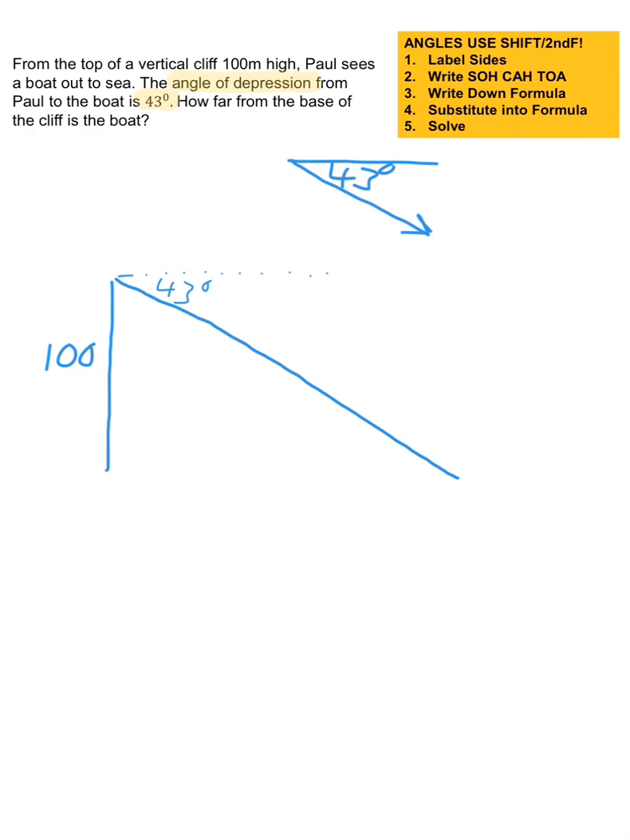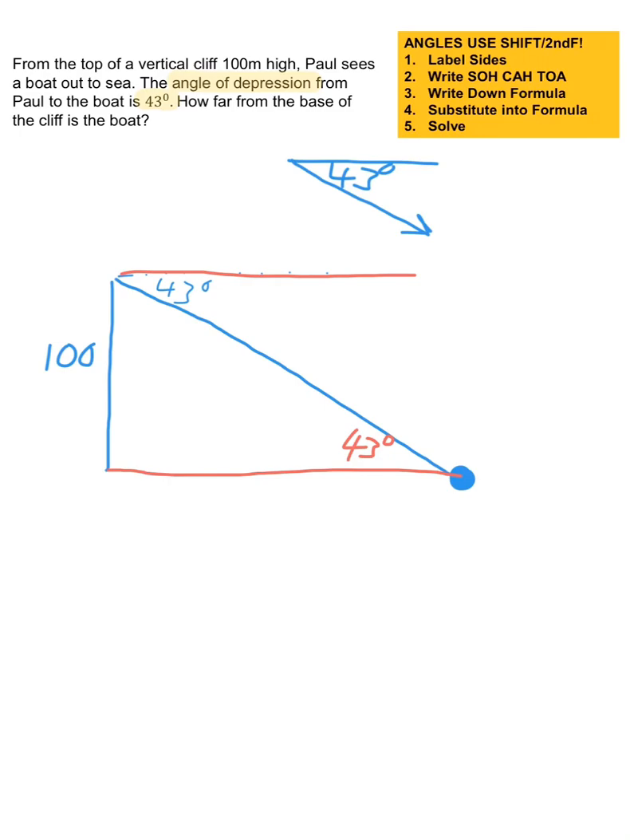Now the question says, how far from the base of the cliff is the boat? So imagine now your boat was here, and we want to find how far from the base of the cliff to the boat. Okay, so let's mark in what we can here. Now, the red line here and the horizontal line up here, they are parallel. So which means this angle here is also 43 degrees because it's alternate with the other 43 degrees.